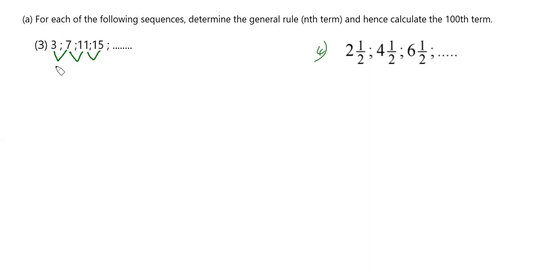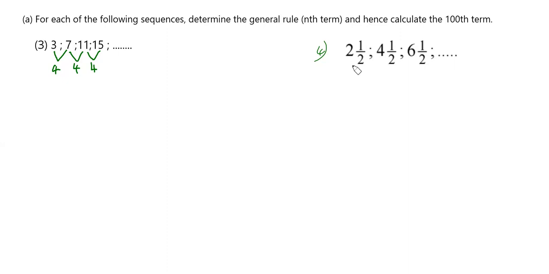So 7 minus 3 is 4. 11 minus 7 is 4. 15 minus 11 is going to be 4 as well. I want you to do this one on your own and see if you can get to the answer. Okay. Now let's look at this one. It's a bit different now. So what do you need to do?